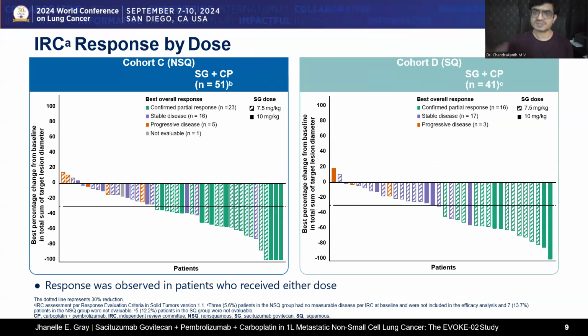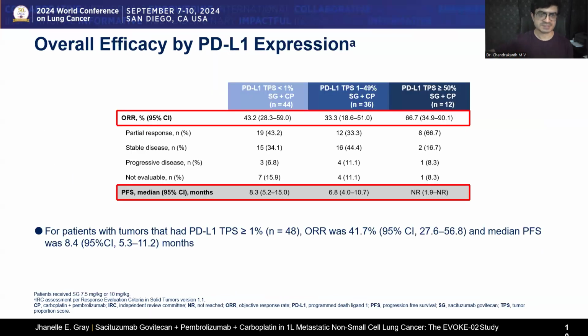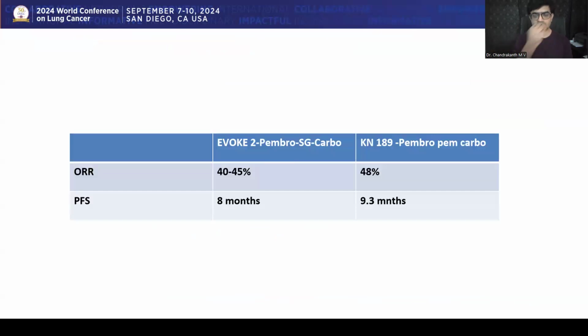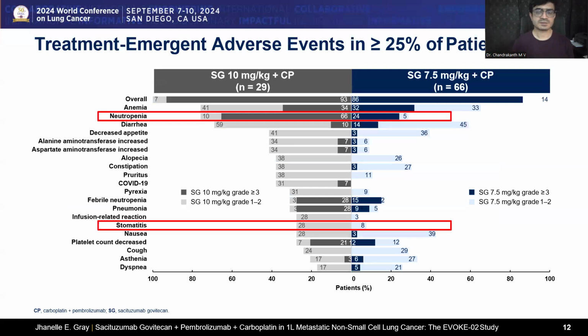This is how the responses look in both non-squamous and squamous. And then coming on to, if I am using Keynote 189 as the comparator and Evoke 2 on the other hand, which is the winner? Overall response looks similar. Median PFS numerically, the Keynote 189 arm looks better. However, it would be interesting to see the subset with PD-L1 less than 1%. The side effects of Sacituzumab Govitecan are neutropenia and stomatitis; with Dato-DXd, ocular toxicity has to be remembered.